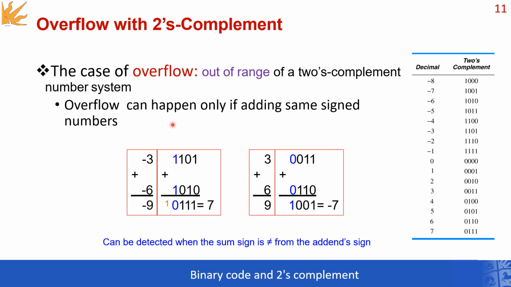Now again, if we try to add -3 and -6, although the expected result would have been -9, you get something which is interpreted as 7. As we previously said, both examples have one thing in common, and that is that the numbers we try to add have exactly the same sign. In this example, a positive sign. In this example, a negative sign. So that can be easily detected if the result has a sign which is different than the sign of the two numbers you're trying to add. So overflows are easy to find with 2's complement.